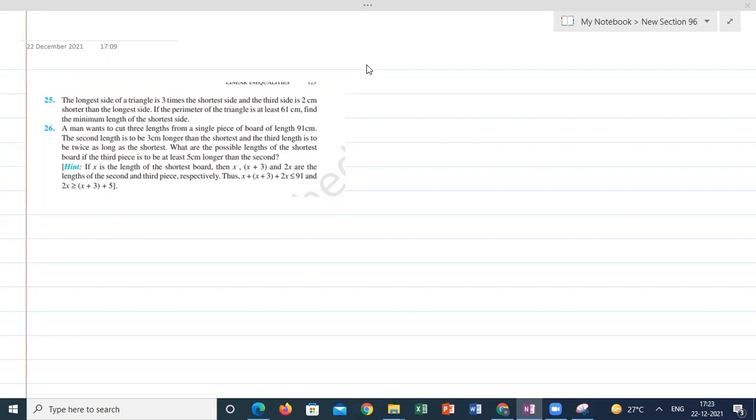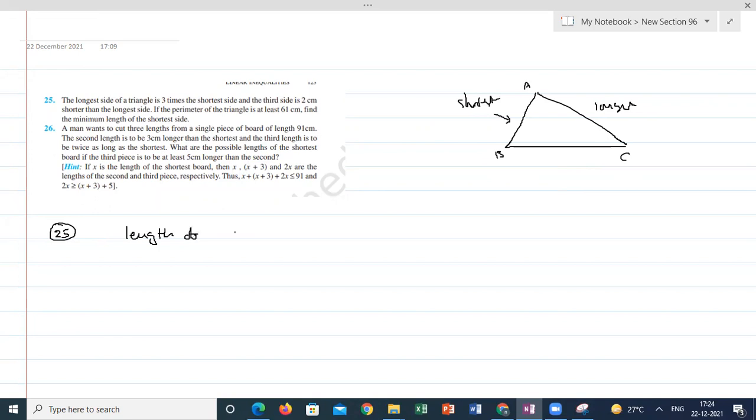The longest side of a triangle is 3 times the shortest side. Suppose this is a triangle ABC. There is one longest side and one shortest side. Say AB is the shortest side, for example, and AC is the longest side. I'm considering the length of the shortest side to be x centimeters, or x units.